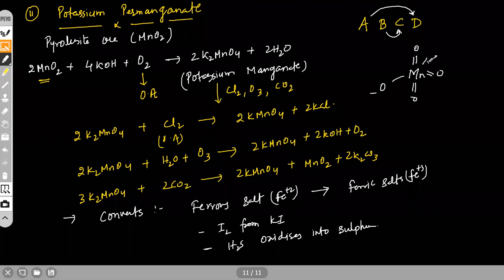This is sp3 hybridized manganese here. It also eliminates nitrogen. N2 evolves from hydrazine, from NH2. Generally, they ask which gas evolves. From oxalic acid, CO2 evolves. These 2-3 reactions are important.